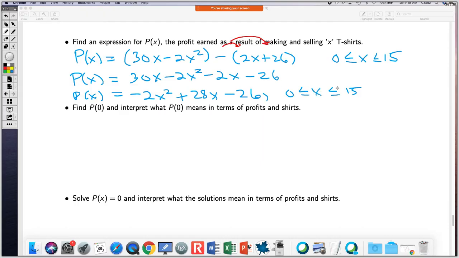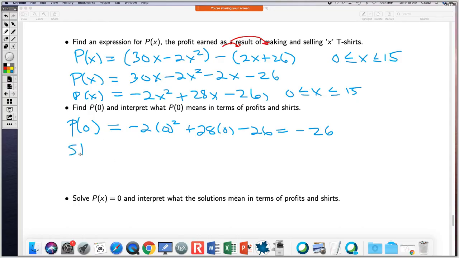Any questions on getting the profit function? Take your time and write out each step. Don't forget to distribute negatives, things like that. Find P of 0. So P of 0. Now graphically that would be the y-intercept on the graph. What's it mean here? Well, if I plug 0 in, all the x terms are going to cancel out. I get a negative 26.